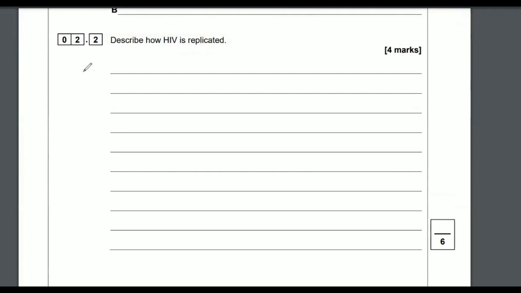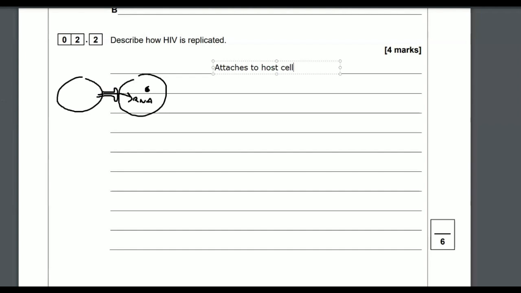2.2, describe how HIV is replicated. So this one's worth 4 marks, and we really want to talk about how a virus invades a host cell and replicates itself. So the attachment protein joins to a receptor site on the cell surface membrane of the host cell. It then injects its RNA into the host cell. So first marking point: attaches to a host cell via attachment protein binding to a receptor site on the cell surface membrane of the host cell. That's going to get us our first mark.